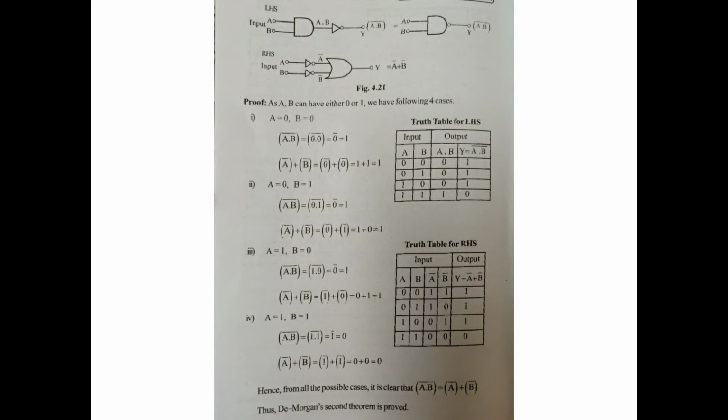So when a is equal to 1, b is equal to 0, a bar is equal to 0, b bar is equal to 1, y equal to 1. When a is equal to 1, b is equal to 1, a bar will be 0, b bar will be 0, and y equals a bar plus b bar is equal to 0 plus 0 is equal to 0. Thus, from all the possible cases, it is clear that a dot b complement is equal to a complement plus b complement. Thus, De Morgan's second theorem is proved.